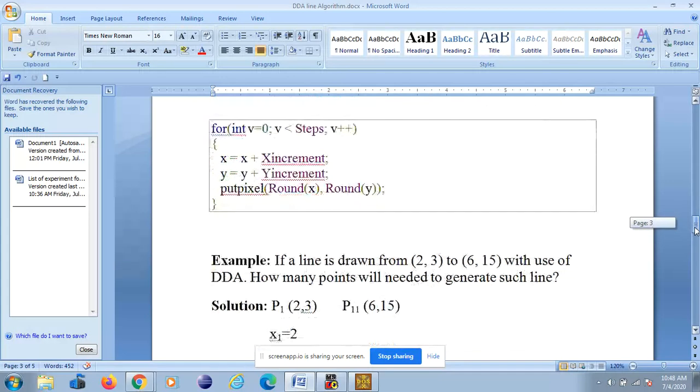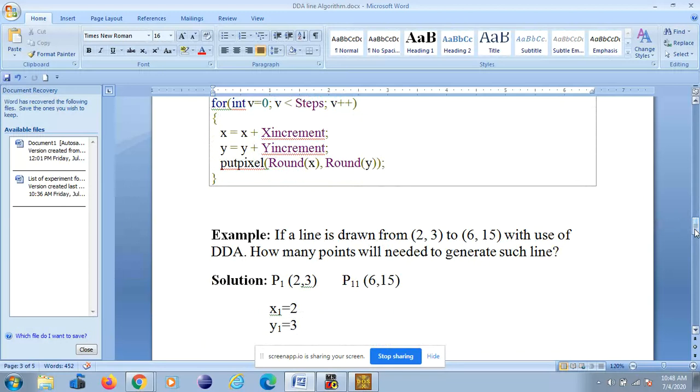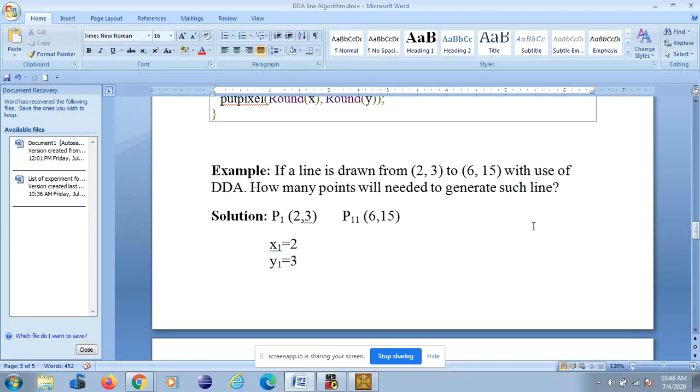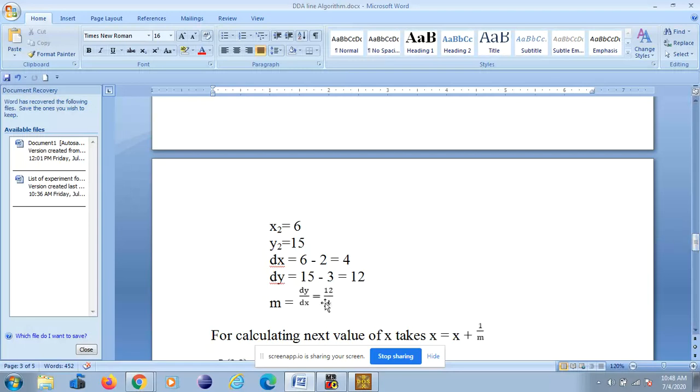For this algorithm I have taken one example so that you can easily understand how to plot the line using the DDA algorithm. Here the example is to draw a line from (2,3) to (6,15) using the DDA algorithm. The initial values for x are 2 and 6 and for y are 3 and 15. Then we calculate the differences x2 minus x1 and y2 minus y1.